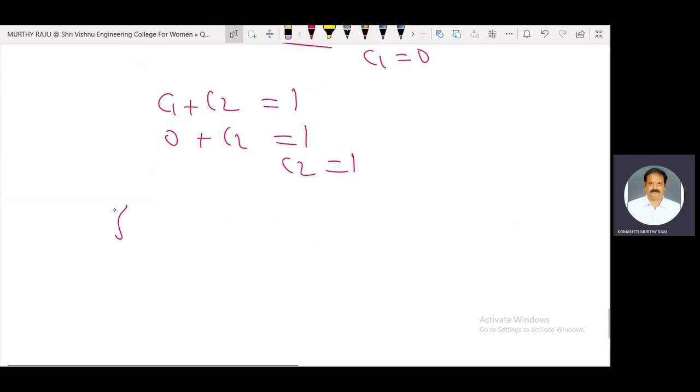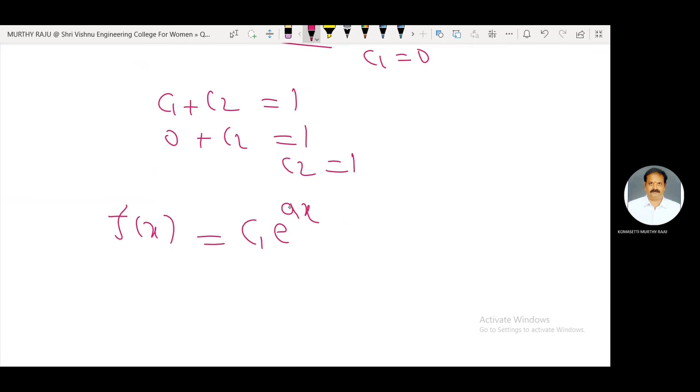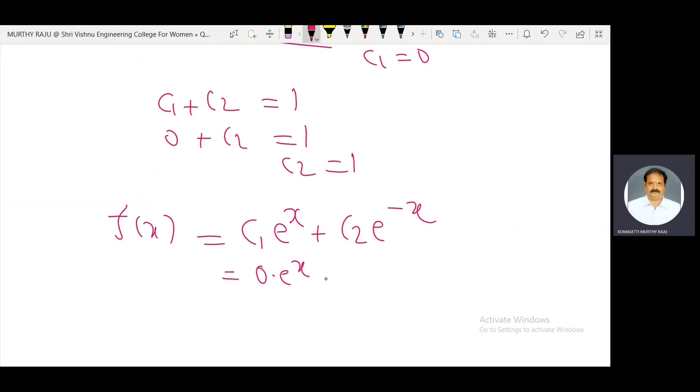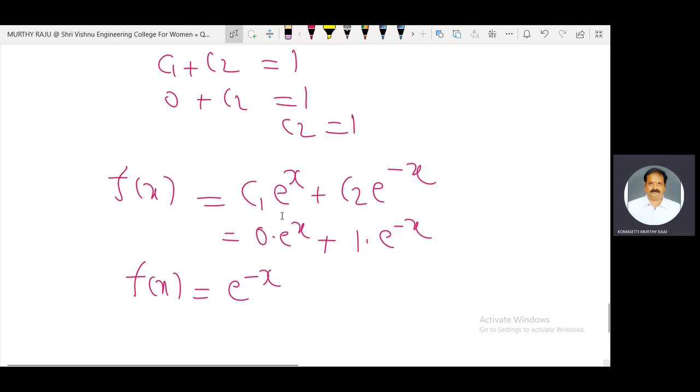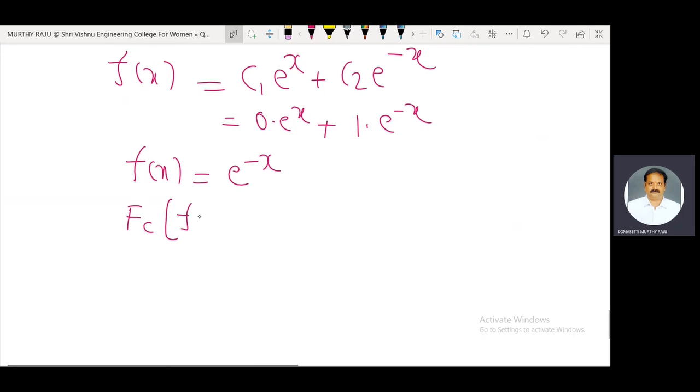Therefore, the solution is f of x is equal to C1 e power x, with C1 equal to 0, plus C2 e power minus x with C2 equal to 1. Therefore, f of x is equal to e power minus x. If you apply the Fourier cosine transform of this function, we will get 1 by 1 plus p square. This is the solution.